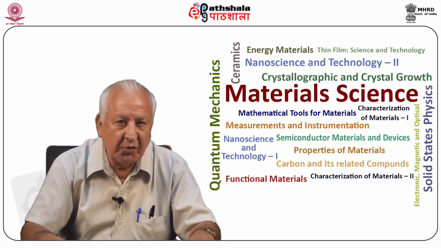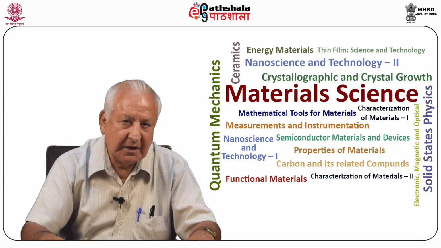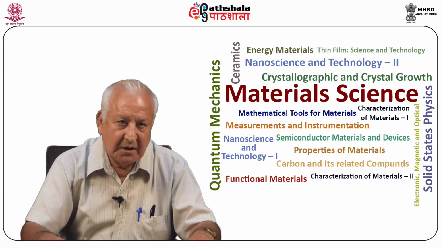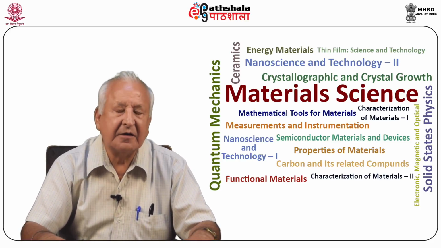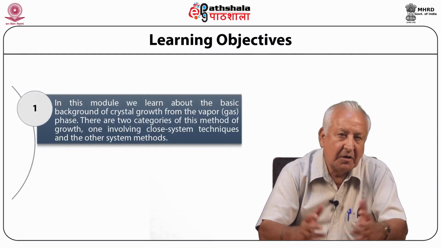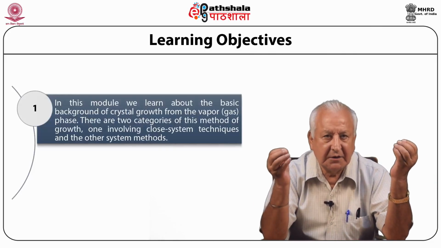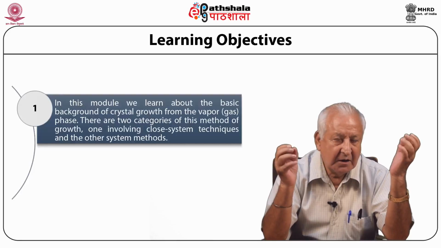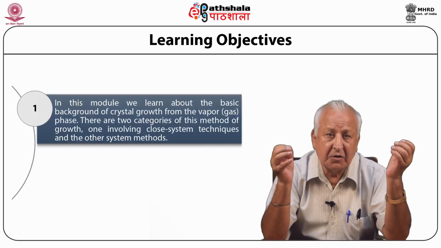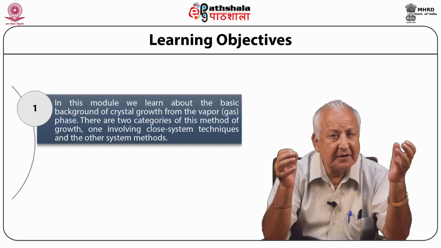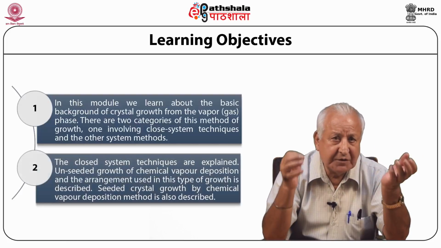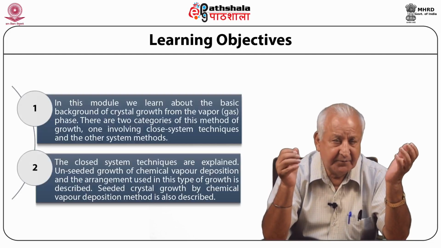Today we are going to discuss a module entitled Vapor and Solid State Growth under the paper Crystallography and Crystal Growth. In this module we will learn about the basic background of crystal growth from the vapor, that's the gas phase. There are two categories of this method of growth: one involving closed system techniques and the other open system methods. The closed system techniques are explained.